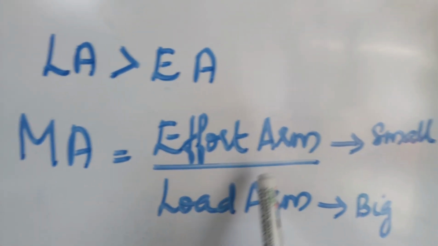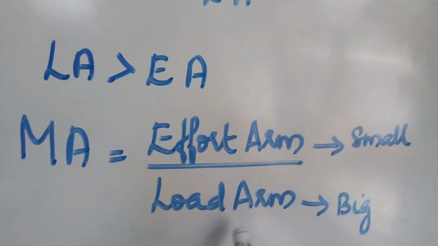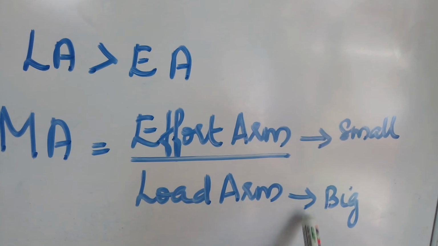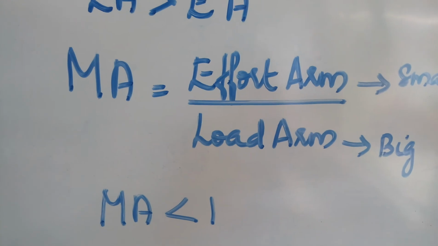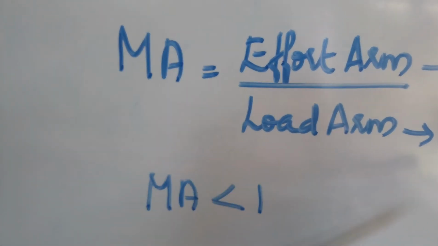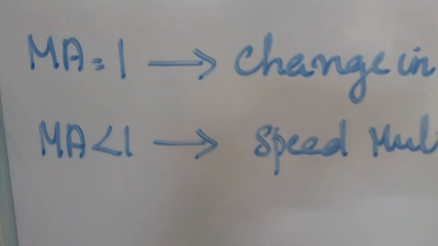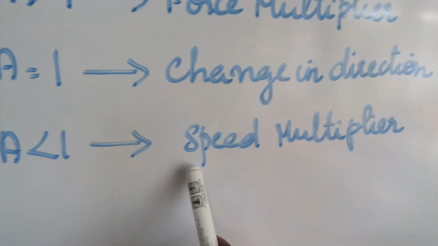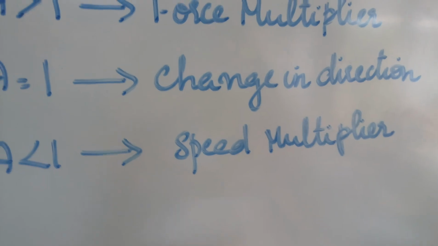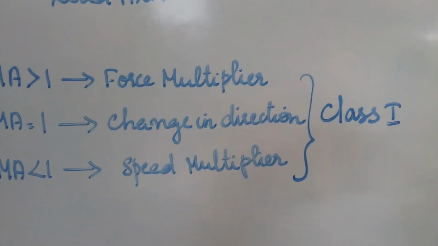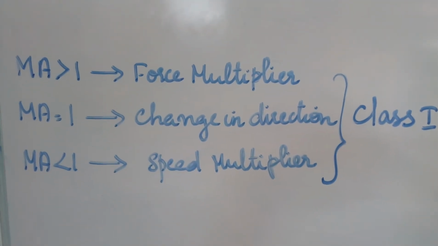So in this case, load arm is greater than effort arm from the figure. So let us calculate the mechanical advantage. The effort arm is smaller than load arm. So the mechanical advantage value is less than 1. If the mechanical advantage is less than 1, then what is the function of that particular lever? It acts as a speed multiplier or gain in speed. So class 3 lever, its only function is a speed multiplier.